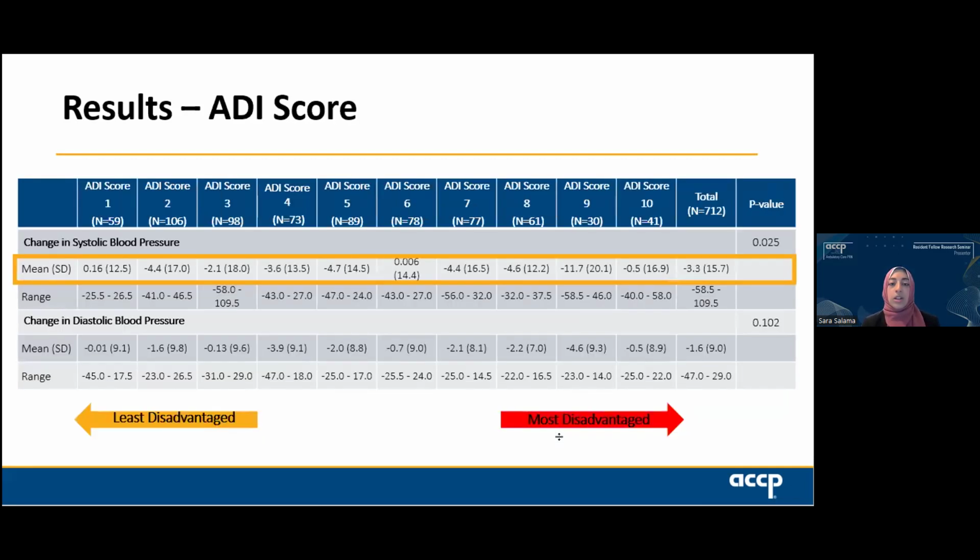And finally, when we take a look at our area deprivation index, we can see those stratified across the top. And remember, an area deprivation index score of 1 reflects patients who are least disadvantaged, while a score of 10 or closer to 10 reflects those who are most disadvantaged. And here we see some fluctuations as well, with statistical significance in the mean change in systolic blood pressure as it reflects differences in ADI score. We did not observe any significant changes in the diastolic blood pressure based on the ADI score as it was classified.